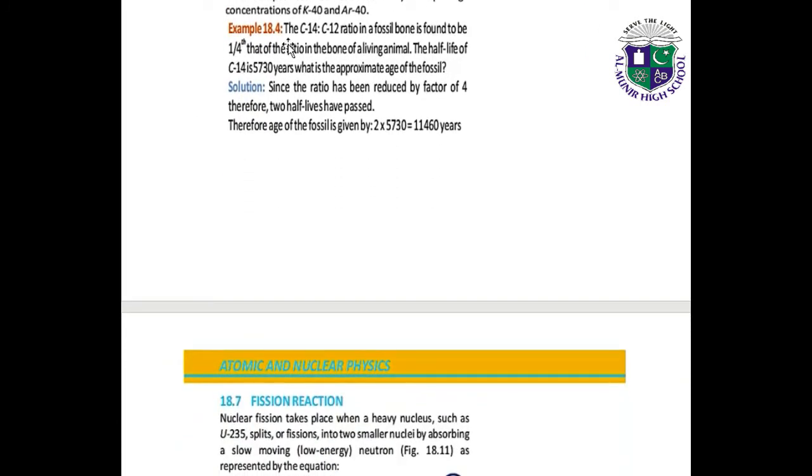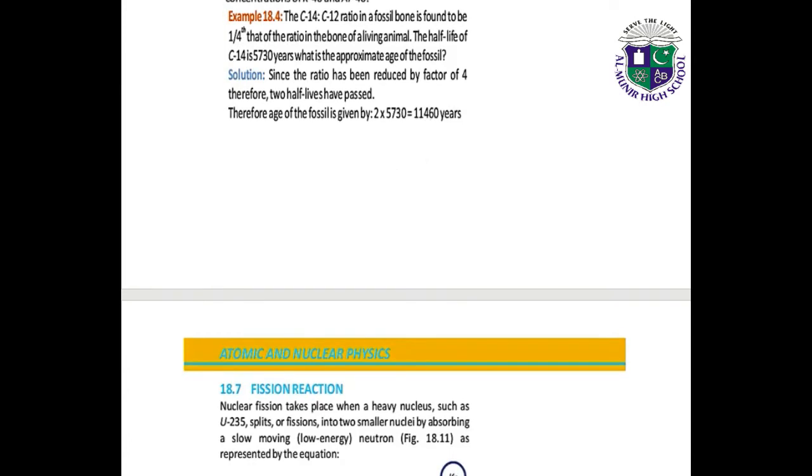Example number 18.4. The carbon 14 to carbon 12 ratio in a fossil bone is found to be 1/4 that of the ratio in the bone of a living animal. The half-life of carbon-14 is 5730 years. What is the approximate age of the fossil? Since the ratio has been reduced by a factor of 4, therefore 2 half-lives have passed. Therefore the age of the fossil is given by 2 into 5730, which will be 11460 years.